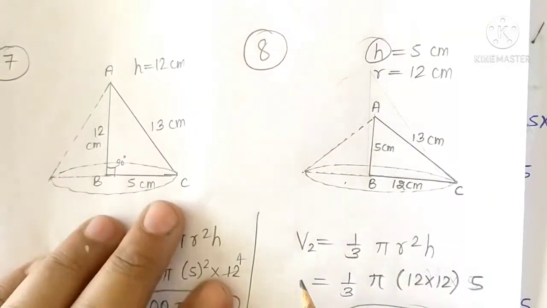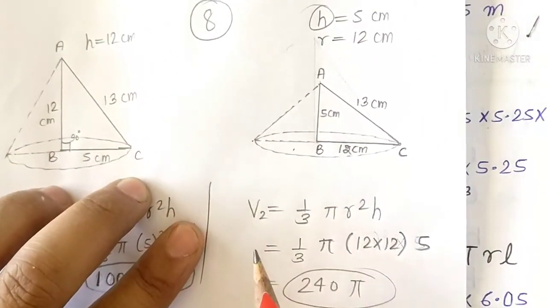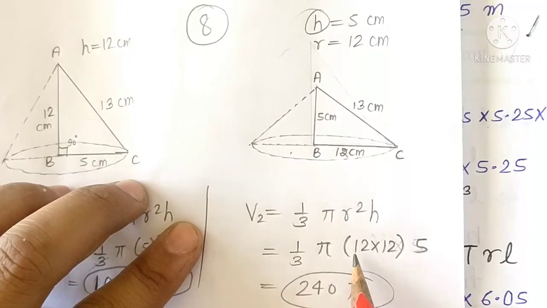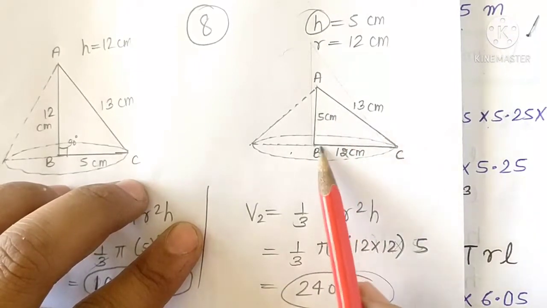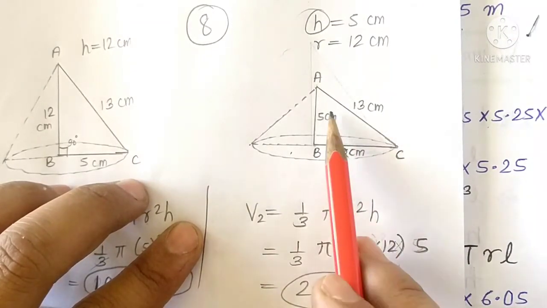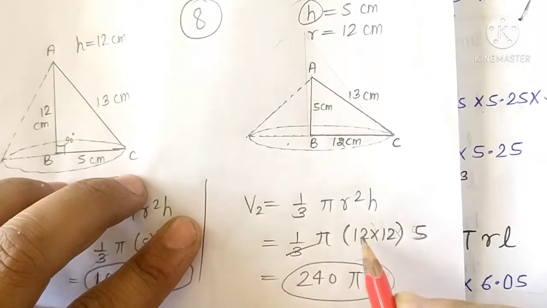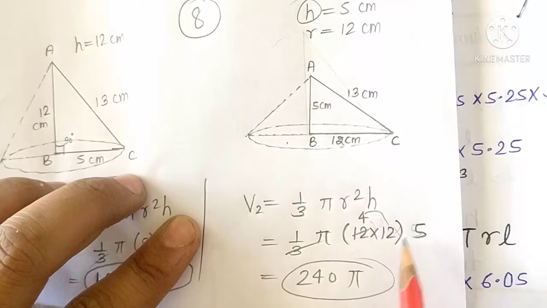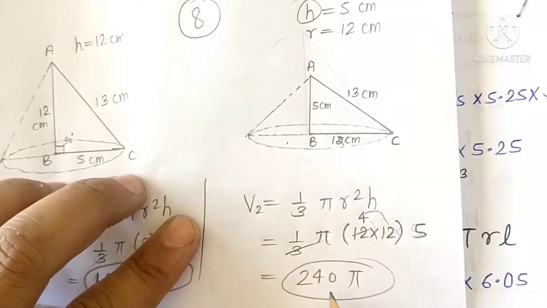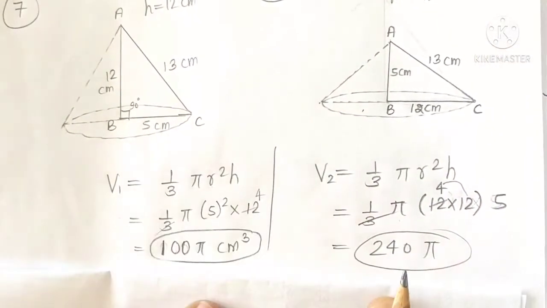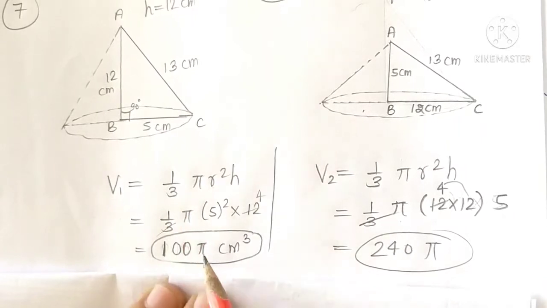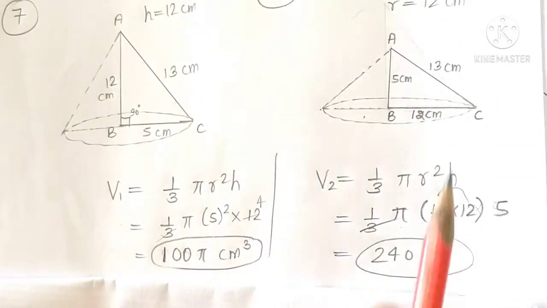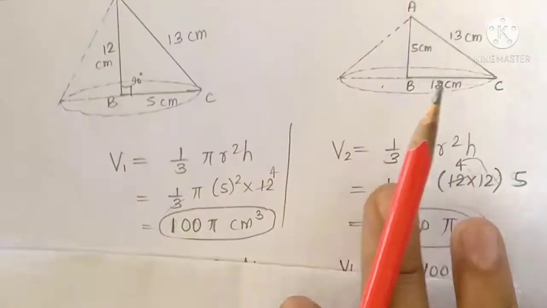Now what is the volume of this figure? V2, volume, 1/3 pi r square h. 1/3 pi will remain pi only, 12 into 12, that is r, because r is 12 only, into 5, that is the height h. 3 fours are 12, then 4 twelves are 48, 48 fives are 240 pi. So we found the two volumes: V1, that is question number 7, 100 pi centimeter cube, and question number 8, 240 pi.